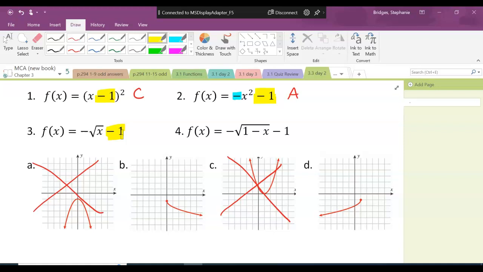I'm looking at 3 right now. And then what's in front of my function? A negative, which means that's going to reflect on the x-axis. So it just basically takes and flips it upside down. So I'm going to take this blue graph and flip it upside down. So which graph does that look like? B?